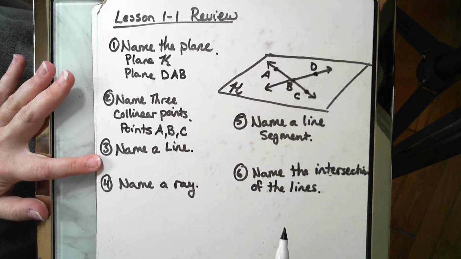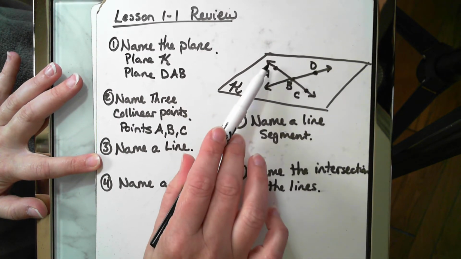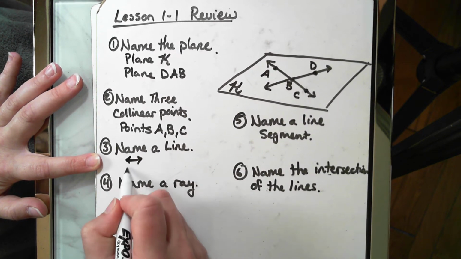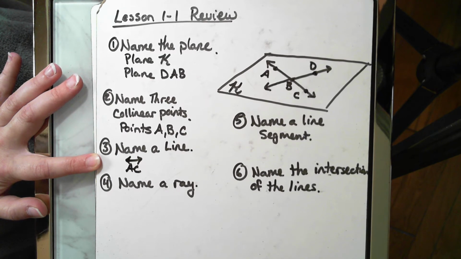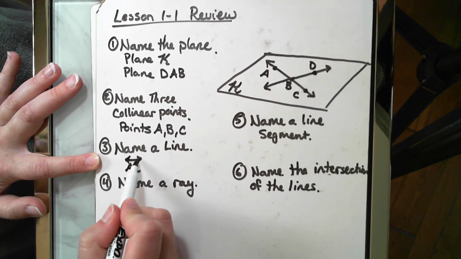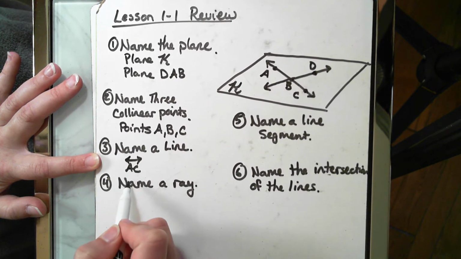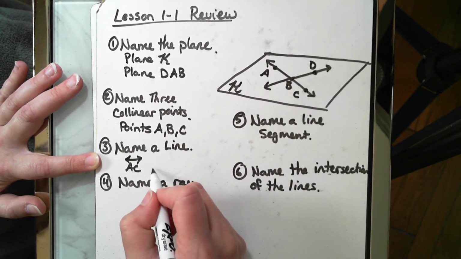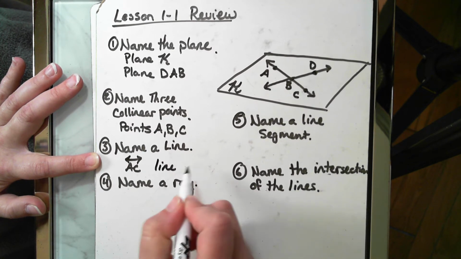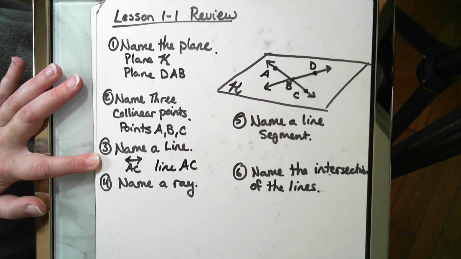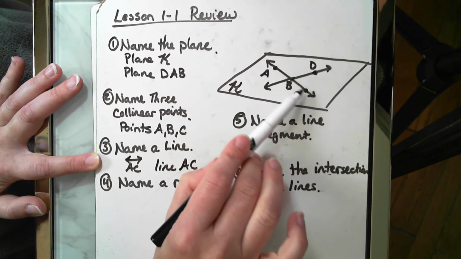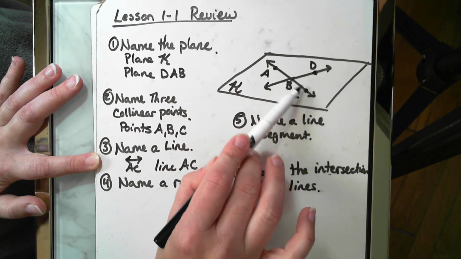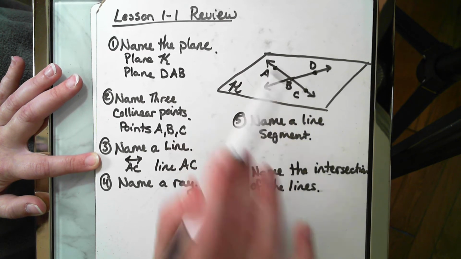For naming a line, I'm going to name line AC. When you name a line, you pick any 2 letters that are on the line and you name them. So any 2 points on the line, and you draw the little mini line symbol. It has arrows on it because lines have arrows. So line AC, I can also write the word line, and I can name those 2 letters on the line. So any 2 letters on the line will do. I could name it AB, I could name it AC, I could name it CB, BC, or CA.